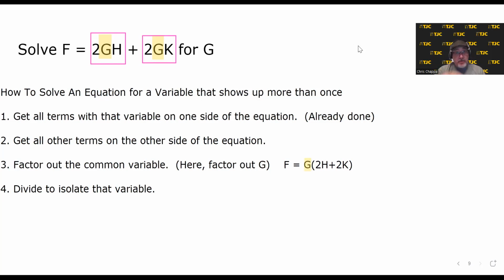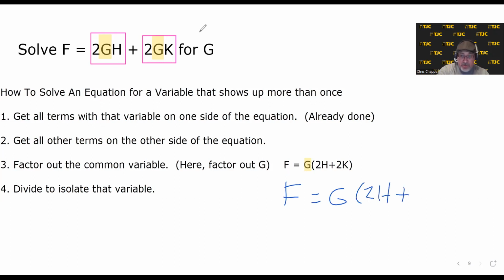Factoring just basically turns something back into a multiplication problem, and so we can view it as such. Let me write this a little bit larger. We have F equals G times 2H plus 2K.